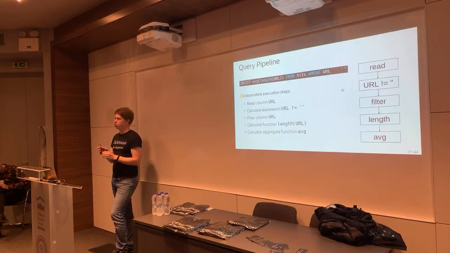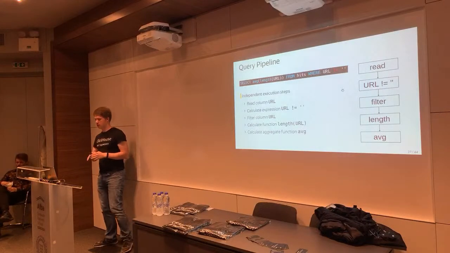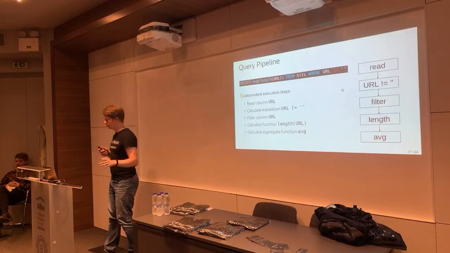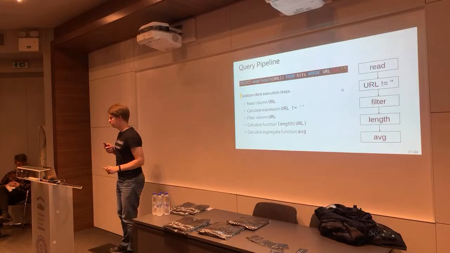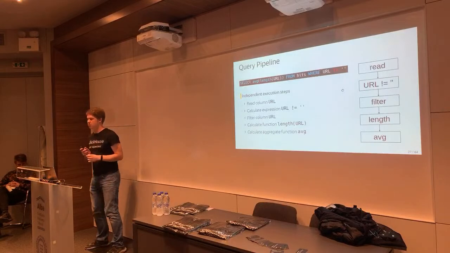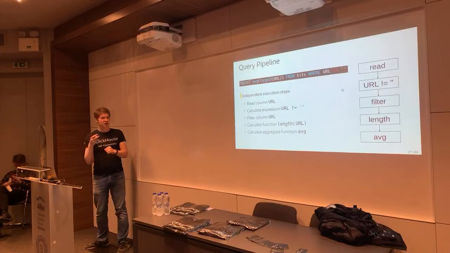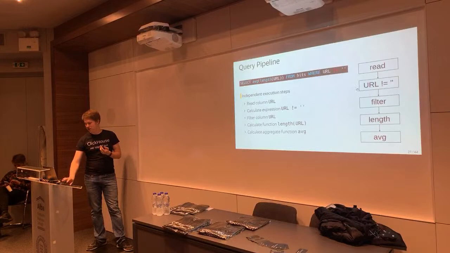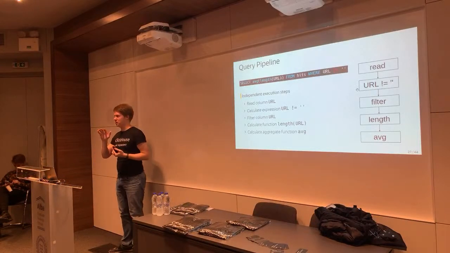Like, first of all, we need to read our data, then we need to calculate our function, like an expression, to check if the URL is not empty. Then we filter our column, calculate its length, and do aggregation. Those steps are easy, and those steps are separate, so we can do them independently. And this thing in the right part of the slide is just some blocks connected with arrows, which I will call a pipeline.